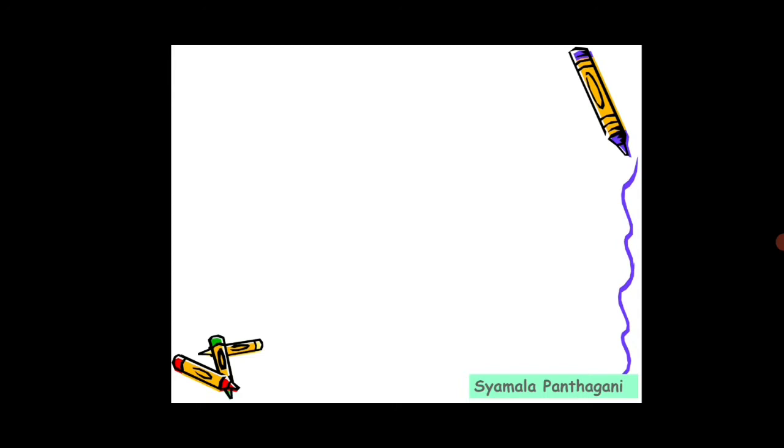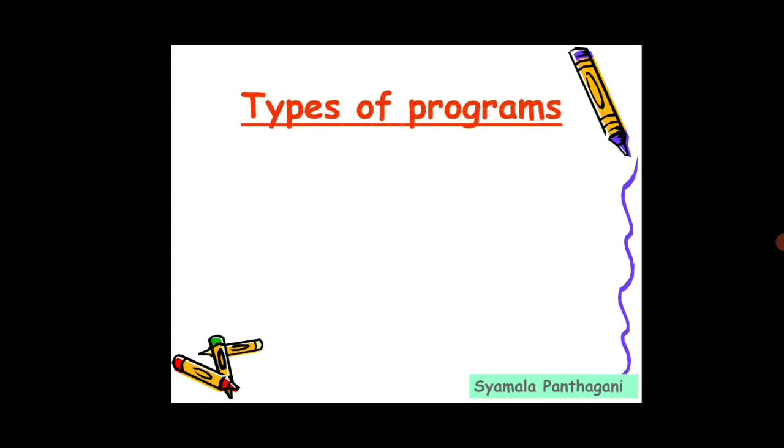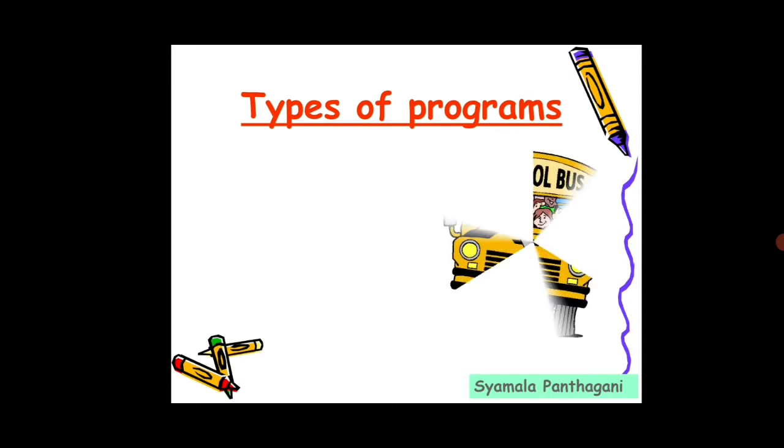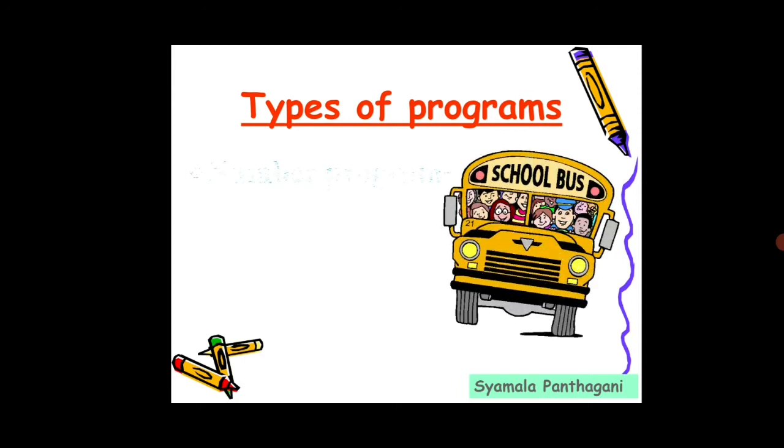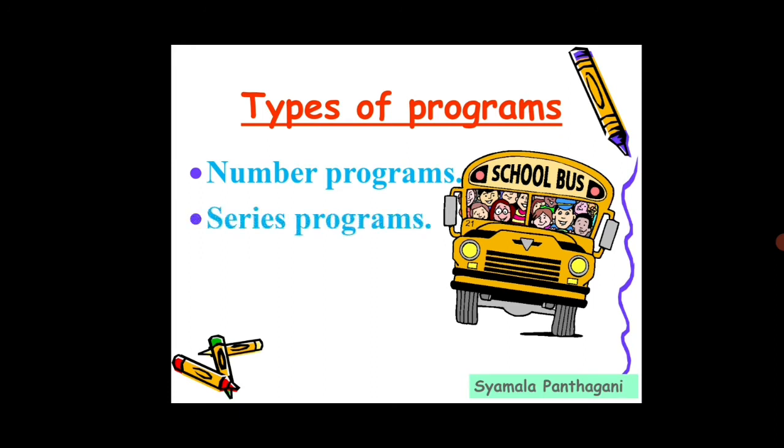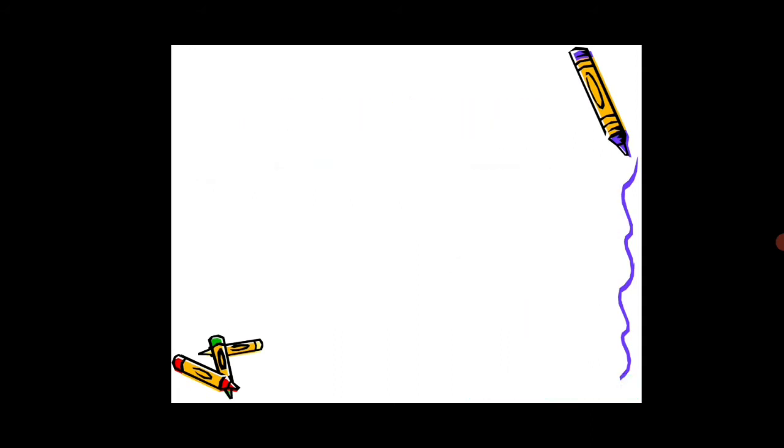Based on these looping control structures, we have two types of programs. Those are number programs and series programs. First one is number programs. Now I would like to finish the number programs. We have 8 number programs in these looping control structures.